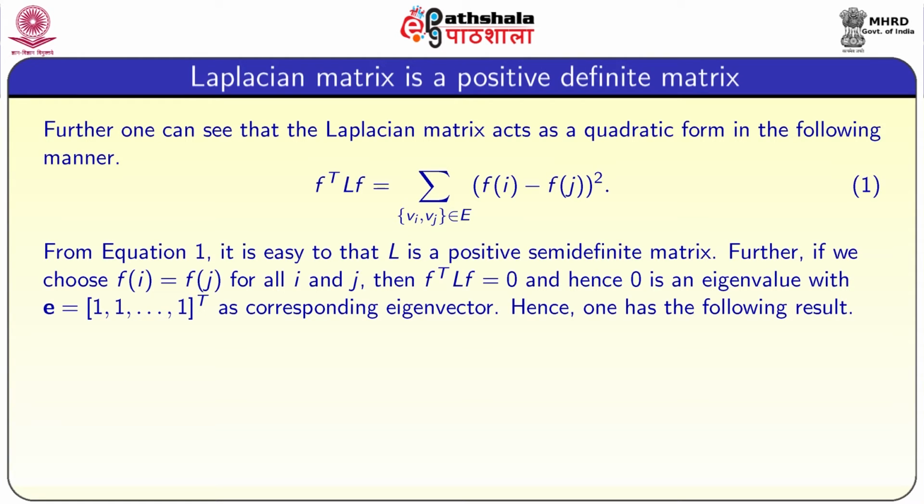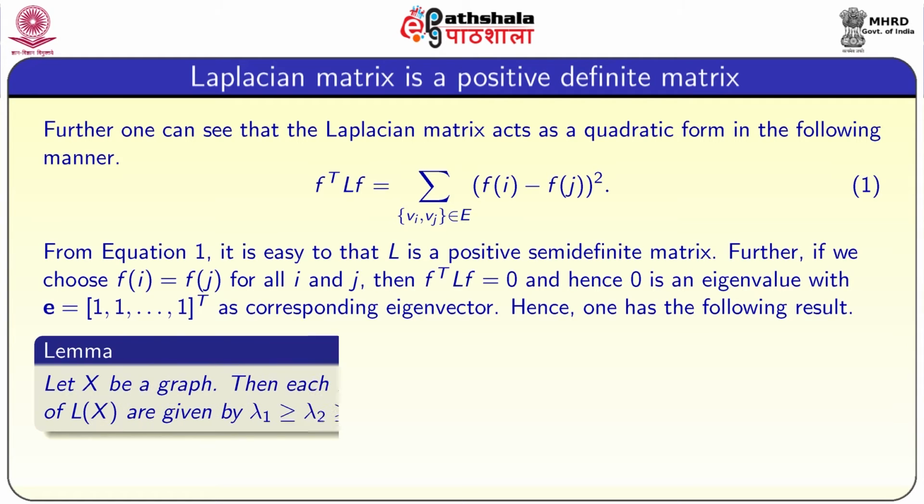So, before going to the result, we observed that 0 is always an eigenvalue of the Laplacian matrix and the vector with all ones is always an eigenvector. This is one thing to remember, we will use that frequently.